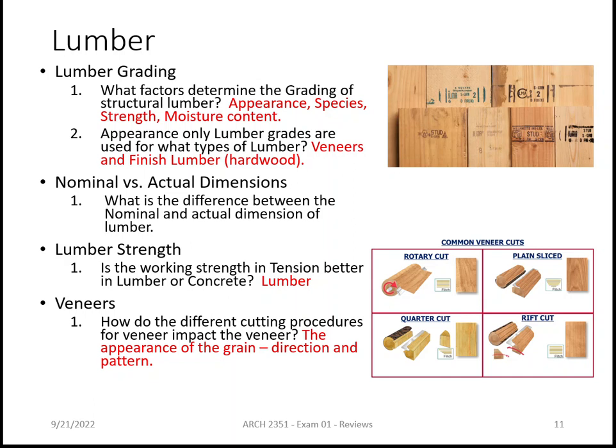So a 2x4 is actually the dimension of the piece of lumber before it's been processed. Okay? Before it's been surfaced and before it's been dried. When it's dried, it shrinks, and then when they surface, they're taking some of it off, and so the result is the actual dimensions, okay? Which are less than the generic 2x4, which are called nominal dimensions. You really need to know that. That's going to be on the test, the difference between nominal and actual.